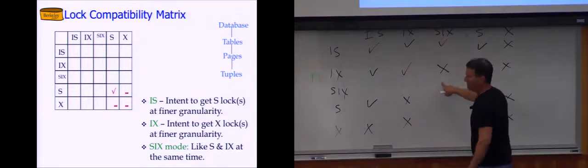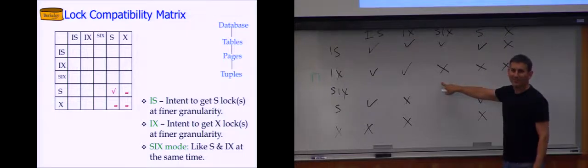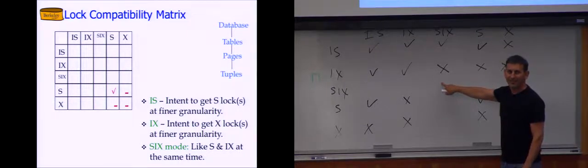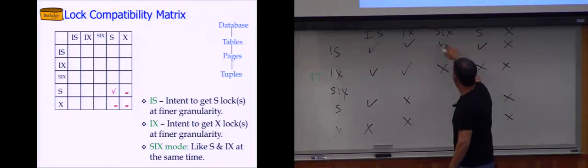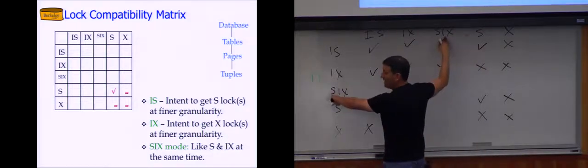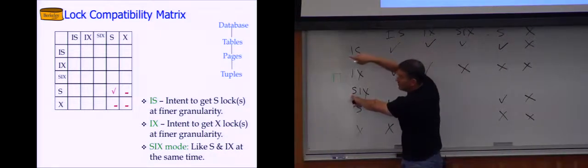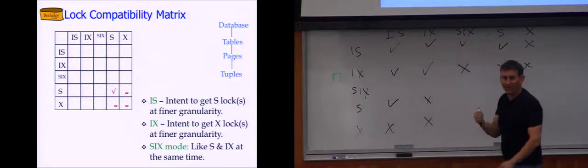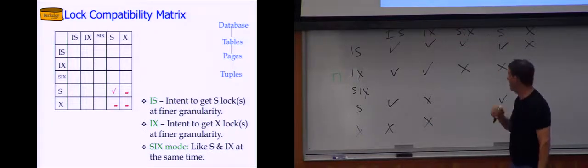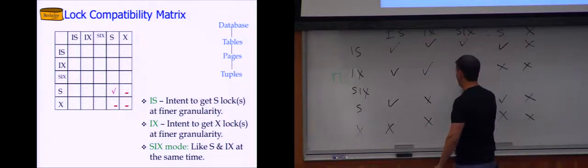SIX and SIX. No, for the same argument, right? Your IX conflicts with my S in the same very way we just described, right? You won't be able to get that X lock down below because I have an S lock. So those can't be compatible.